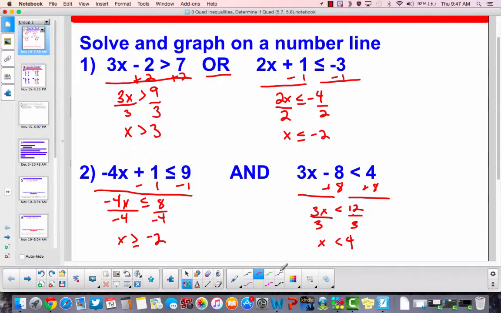All right, so let's take a look at these a little bit. These are the answers that you should have gotten. X is greater than 3 or x is less than -2. And how do we graph that on a number line? Well, since it's an or, it's going to be a split.